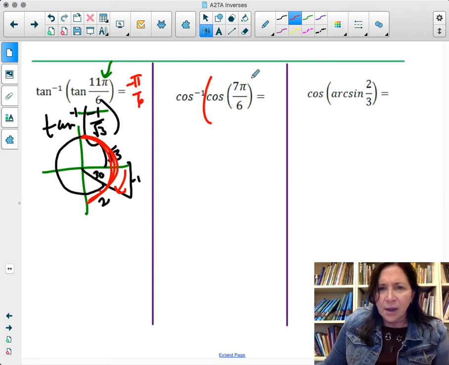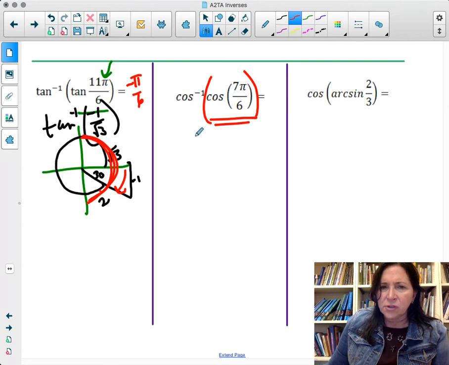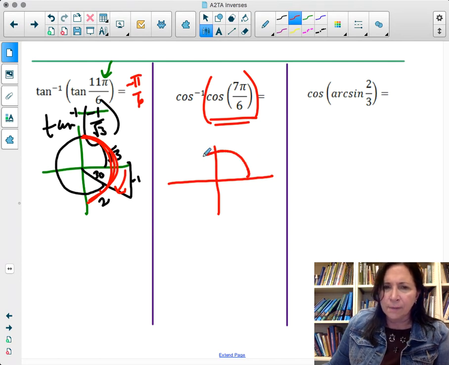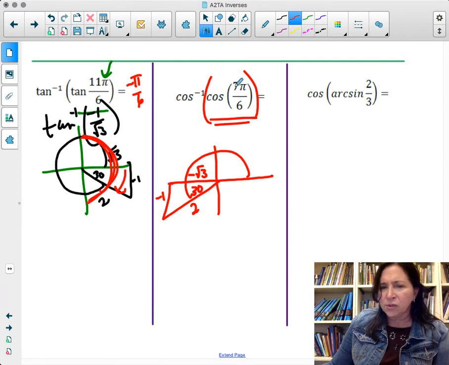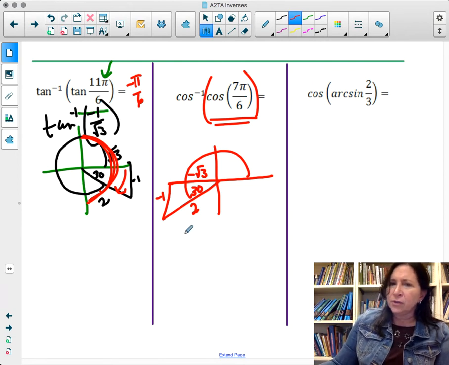Okay, inside out. So let's see, this is first. So what is cosine of 7 pi over 6? So 7 pi over 6 is 1 and a sixth. 6 goes into 180 30 times, so we have a 30-degree reference. So 1, 2, negative square root of 3. So what is cosine of that? It's negative root 3 over 2.